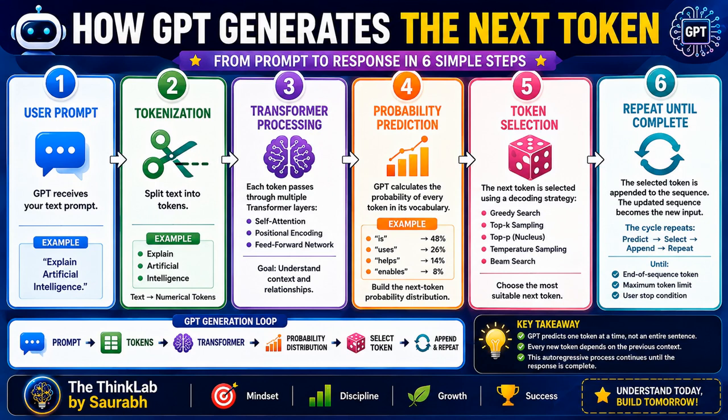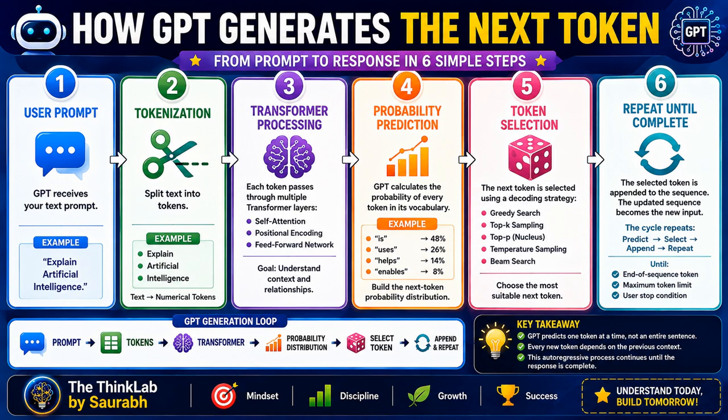Step one, user prompt. Everything starts with the prompt. A prompt is simply the input given by the user. For example, "artificial intelligence is" or "explain machine learning." At this stage, GPT receives only text. It does not understand words like humans do. So the first task is to convert the text into something a computer can process.